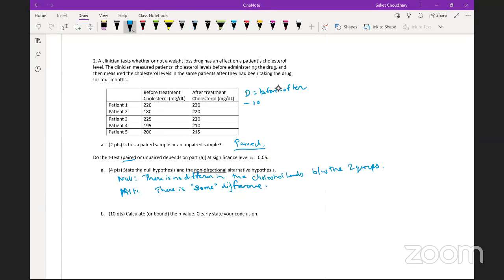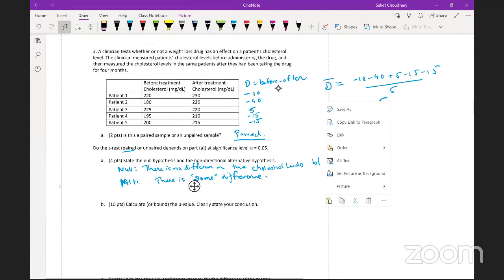So this difference is minus 10, minus 40, 5, minus 15, and minus 15. So d bar is minus 10 minus 40 plus 5 minus 15 minus 15, divided by 5. If you calculate this, you get minus 15. So far it's straightforward, no issues there. You could get the same difference value by subtracting the mean of these two columns as well. It's essentially the same thing.